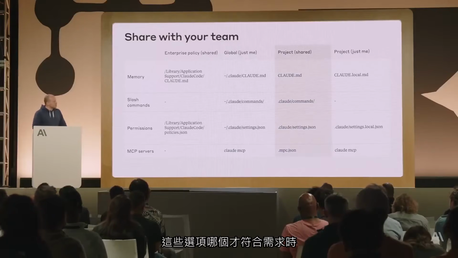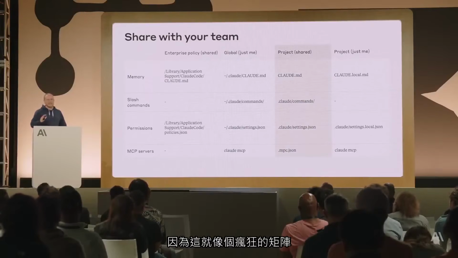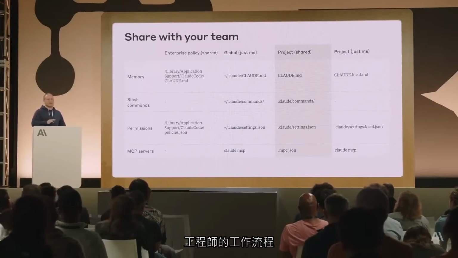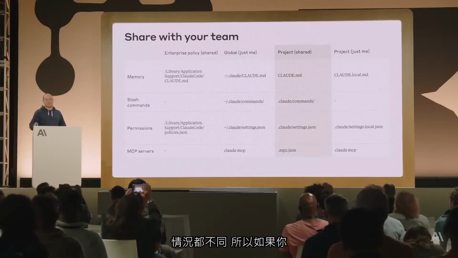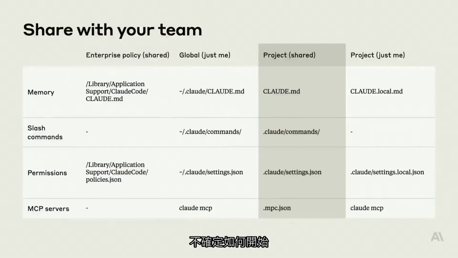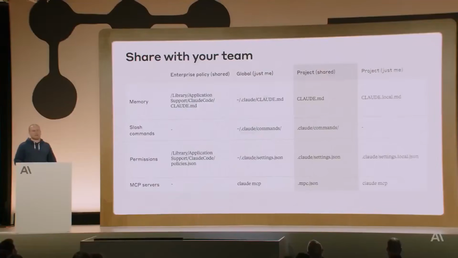If you're not sure which of these to use, this is kind of an insane matrix because we support a lot of stuff and engineer workflows are very flexible and every company is different, so we want to support everything. So if you're not sure how to get started, I would recommend starting with shared project context. You write this once and then you share it with everyone on the team and you get this kind of network effect where someone does a little bit of work and everyone on the team benefits.